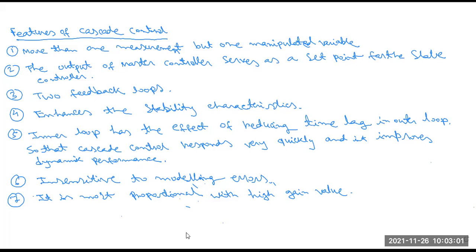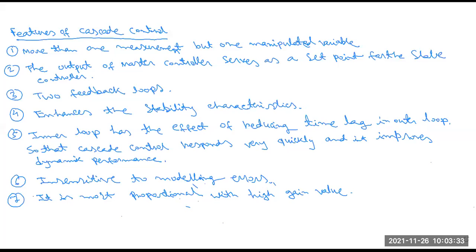Number 7, it is mostly proportional with a high gain value. So we have to use the secondary controller. It corrects the disturbances arising within the secondary loop before they affect the primary variable. So these are the basic properties and features of cascade control systems. Is it clear to all of you? Yes, sir. Any questions, anyone?